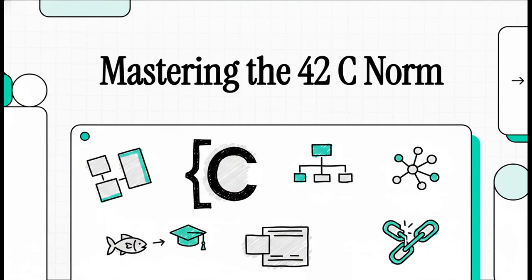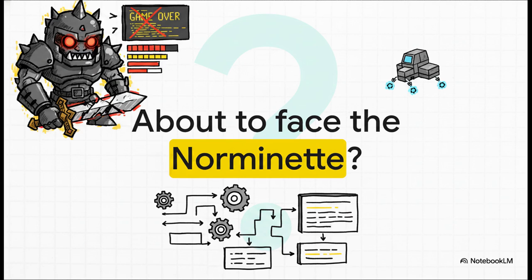So, you're getting ready for the 42 Piscine. You've probably heard whispers about this big, scary thing called the norm. It's the coding standard that's going to judge every single line of code you write. Well, today, we're going to pull back the curtain and show you exactly how to master it, step by step. Let's just dive right in.